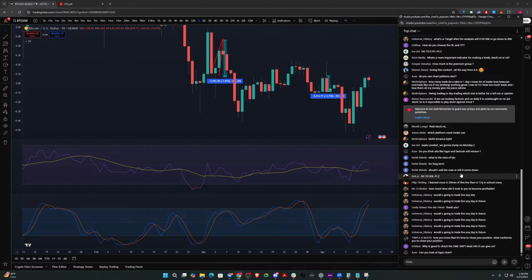Rohit said, should I add Bitcoin now or wait till it comes down? Safer move is waiting till it comes down. At the very least 83K, but 80K is going to be like your money level.